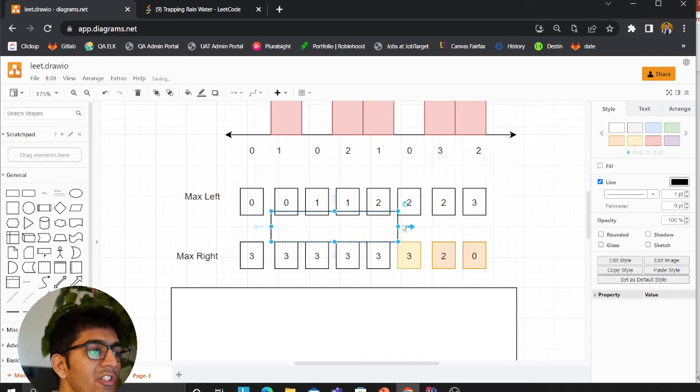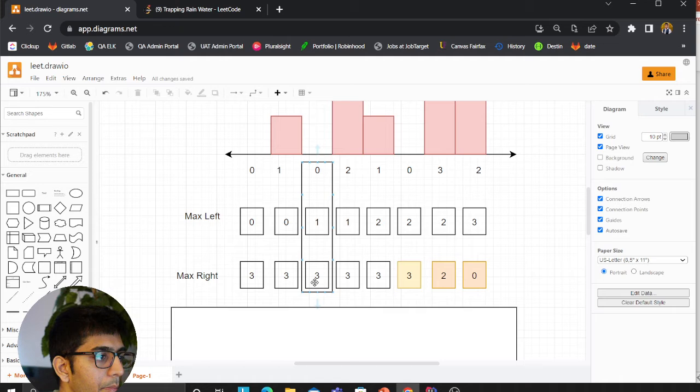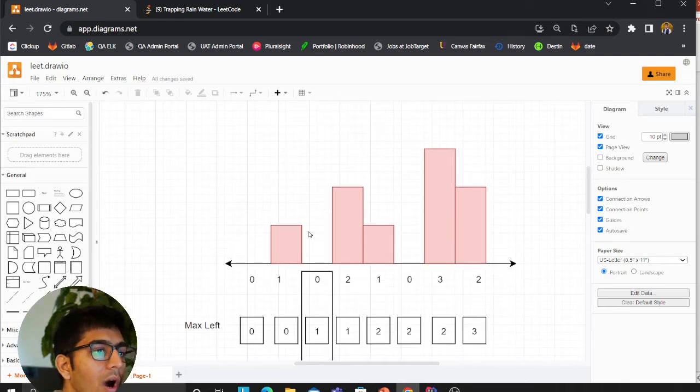Now to get the water trapped at any particular block, this is the formula, right? So if you ask a question like, what is the water trapped at this level? The answer becomes, the max right is 3, the max left is 1. So what is the minimum of 3 and 1? It is 1, minus the current height, that is 0. 1 minus 0 is 1. So in this area I can fill 1 unit of water.